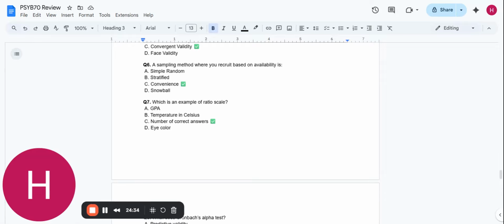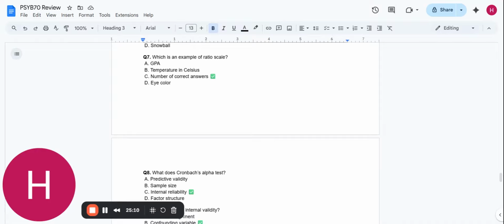Question number 6. A sampling method where you recruit based on availability is convenience. We had the example of college students living close to a college. The convenience sampling method is just recruiting based on whatever is easier for you. To review again, simple random is when everyone has an equal chance. Stratified is when you have groups like age or gender that are proportionally sampled. And the snowball method is when you ask the participants to recruit each other, using the network that each participant has.